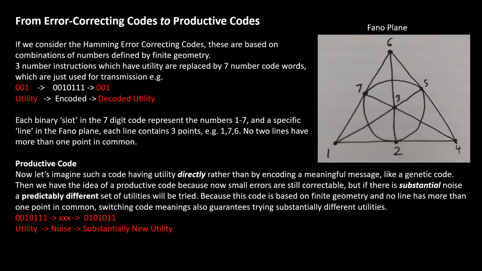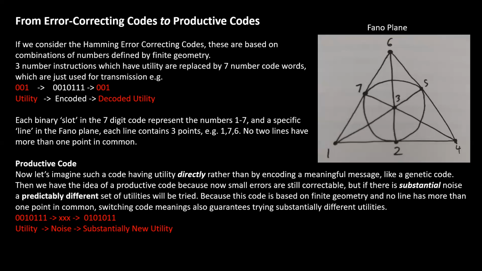Now we can think of this as a productive code potentially as well. If we imagine that the numbers themselves in the code have utility, they encode directly a meaningful message. So rather than standing for a different message and merely encoding that meaningful one in this code, we think of the actual encoded message in the original example as itself having utility and being meaningful. So that would be like a genetic code.